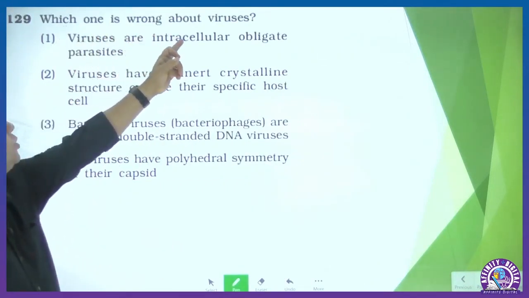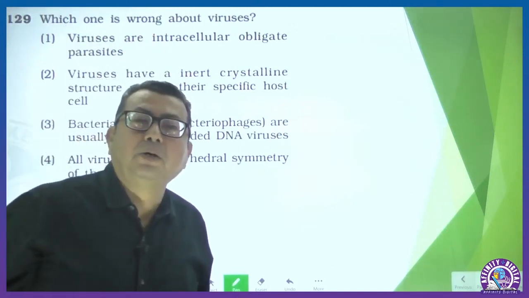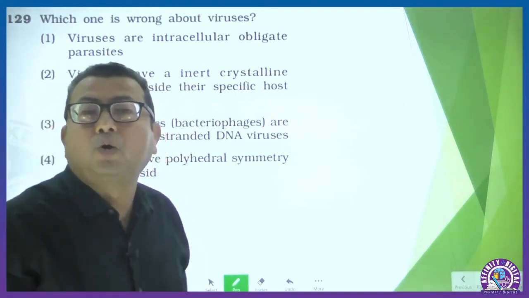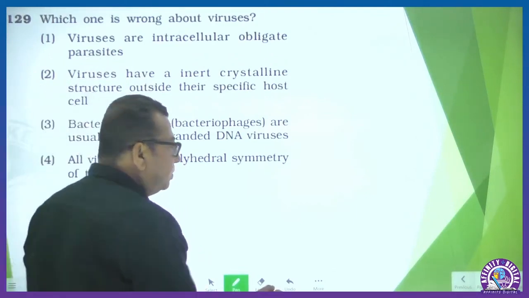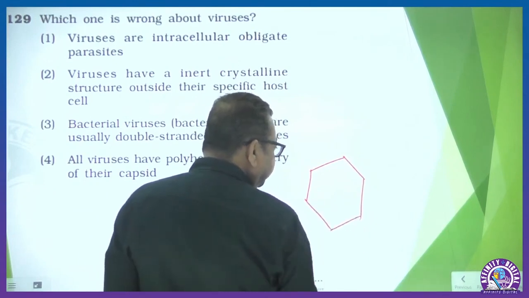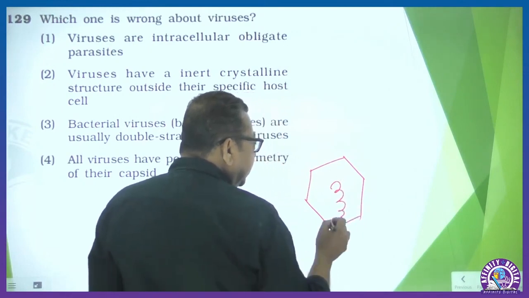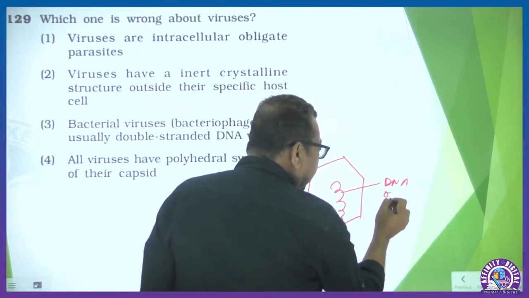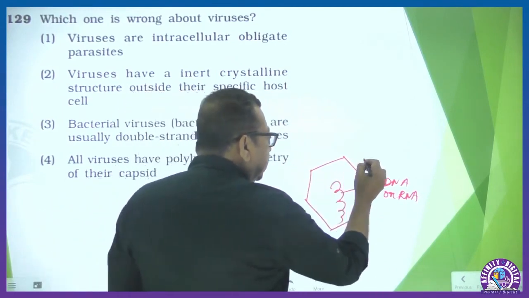Moving on to the next question: which one is wrong about viruses? As you know, viruses do not have a cellular organization, that means they are not composed of cells, and so they are not composed of protoplasm. Their body structure is very simple. All viruses have a protein cover called capsid, and inside the capsid you have the nucleic acid. This nucleic acid may be DNA or RNA, never both.